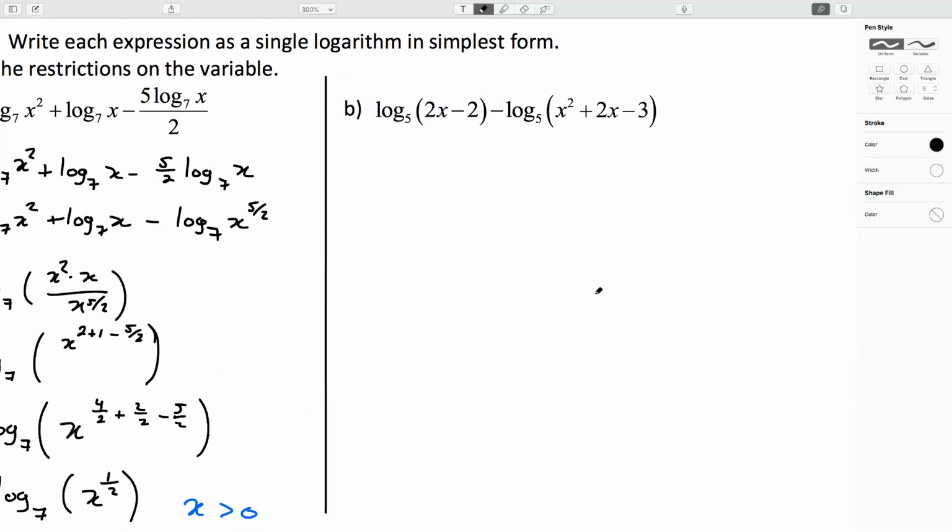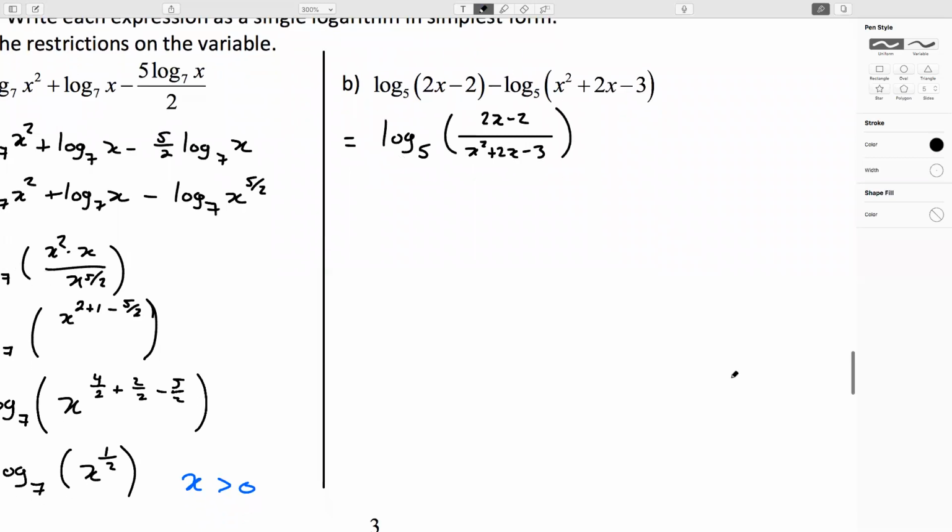We've got to join these together, and we can do that in our first step. So they're being subtracted. This will become log base 5 of (2x - 2) divided by (x squared + 2x - 3). Okay. Now we have to try and cancel anything out that we can. What that means is I'm going to have to factor my denominator, if possible.